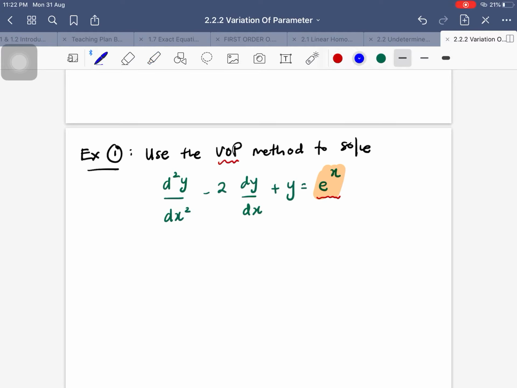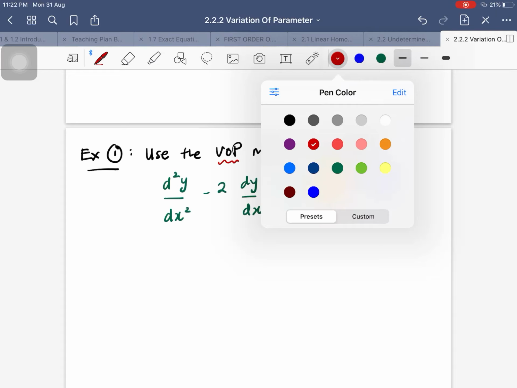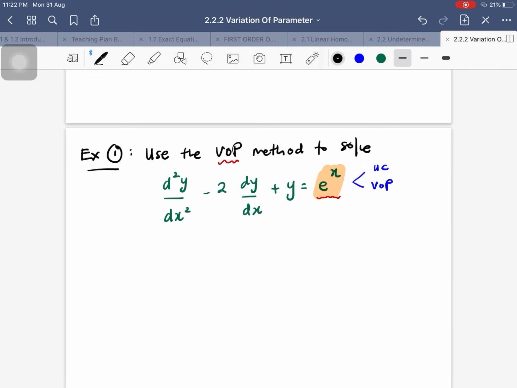If the question doesn't state what method to use, for example, it just says solve the following equation, you have two ways. You can either solve this by using UC, or you can use the VOP method. Which one is easier? I would say the undetermined coefficients is going to be easier. But if the question specifically mentions that you have to use VOP, then you have no choice, because we are trying to assess you on that particular method.